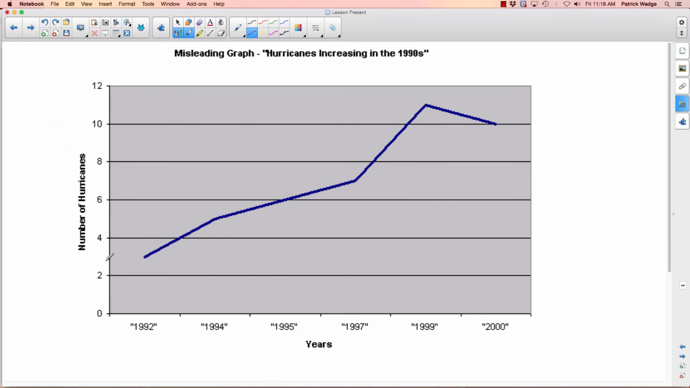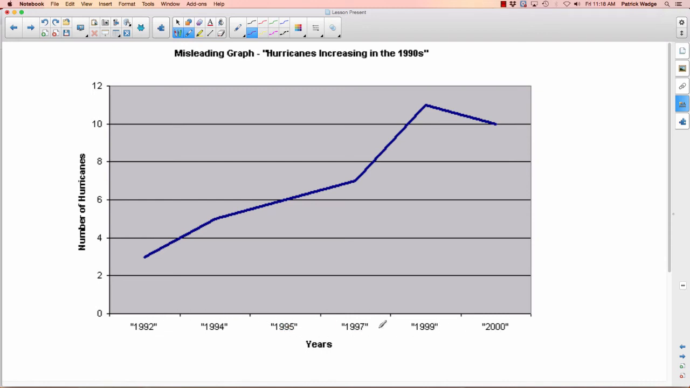It starts at 0, 2, 4, 6, 8, 10, 12. That's good. Wow, what's wrong? Well, what's wrong is they cherry-picked which years to use. 92, 94, so they're going up by 2 years. Whoa, what happened in 96? They go 95, then 2 again, 2 again.